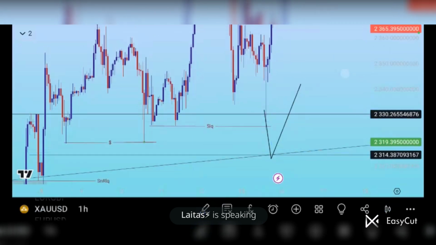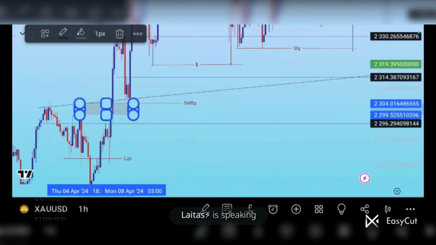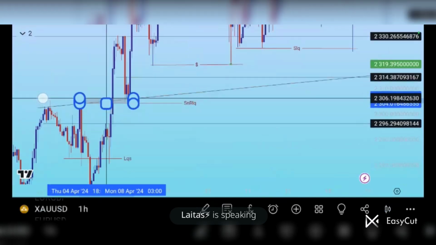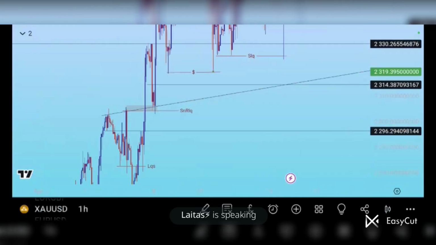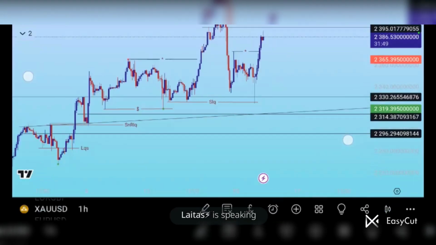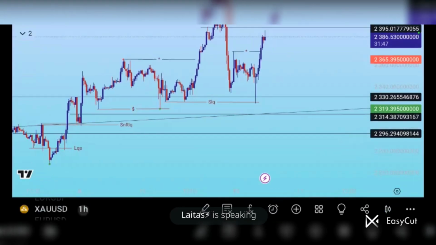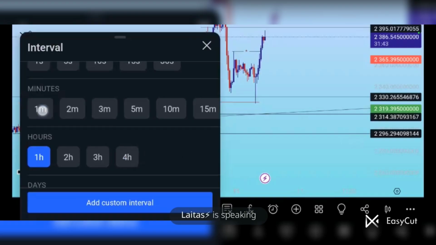In fact, do you know that this low, this place, is more like SNR liquidity? Exactly. So there is more of a trap for me. That's why I was waiting for my entry model.